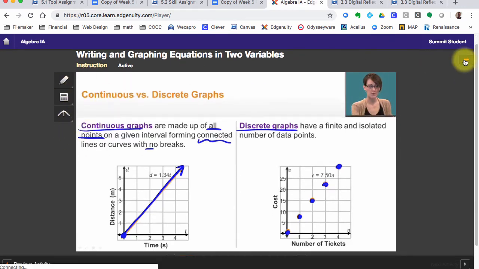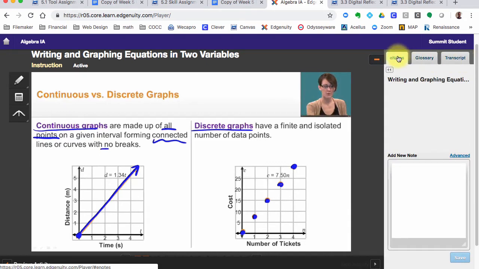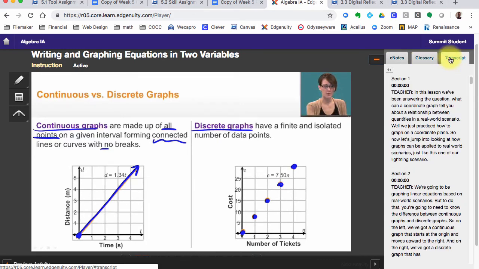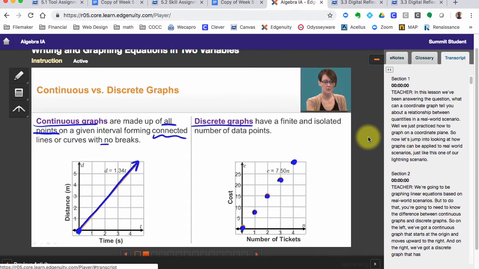On the right side, now I have access to my e-notes. I have access to a glossary. So if I want to look up vocabulary words, it's really important in all your classes. And I can look up a transcript of what is being read aloud. So not only can I listen, not only can I watch, I can also read about what's happening while the lesson is going on as well. Sometimes that's very helpful for students.